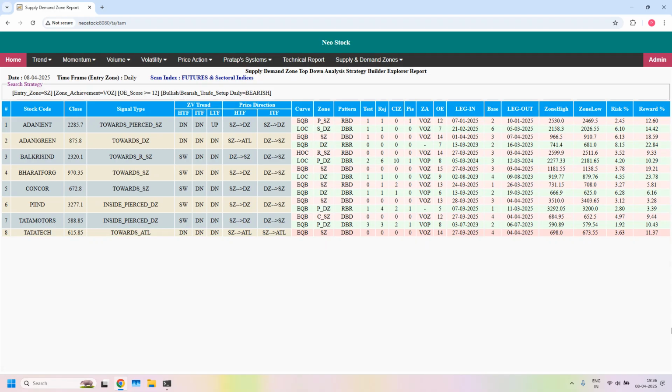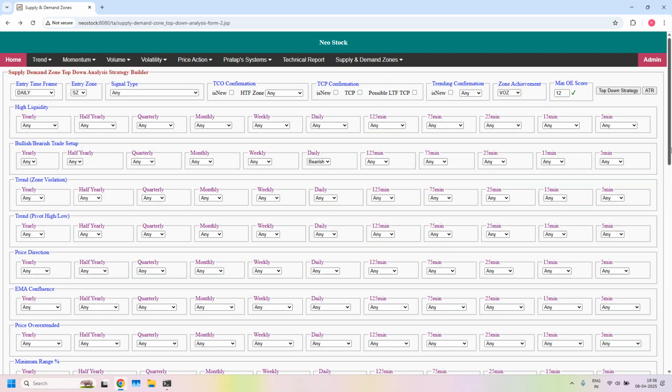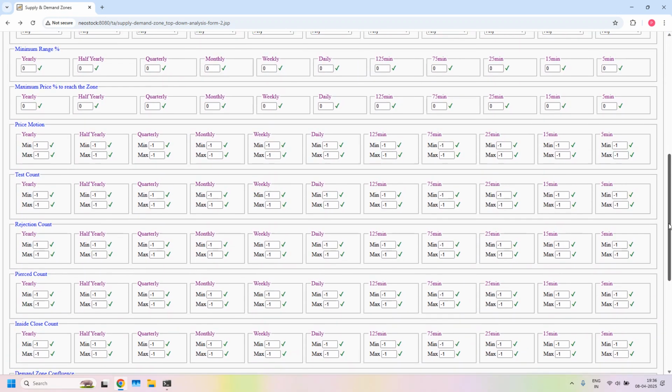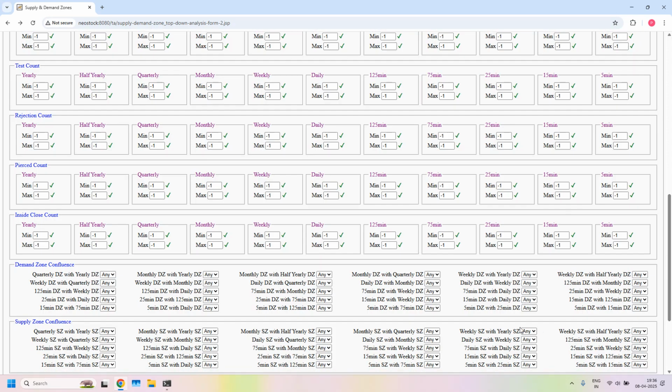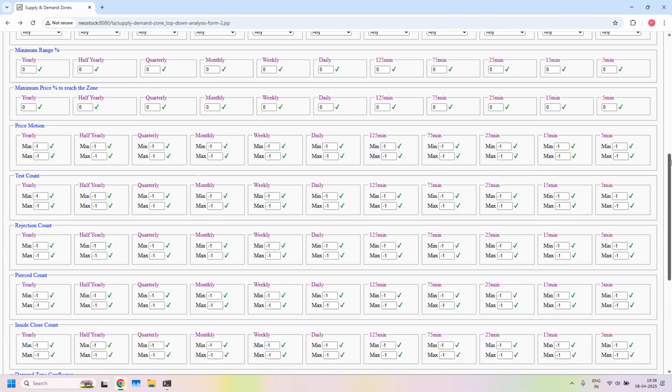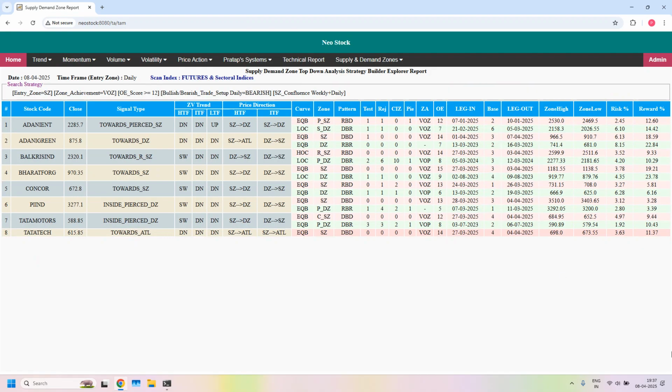Out of these 8, how many are having more high probability to get success? Let us filter. First, LTF, ITF supply zone confluence. That is a daily with weekly supply zone confluence. With this filter, we got 8 stocks, all 8 stocks.